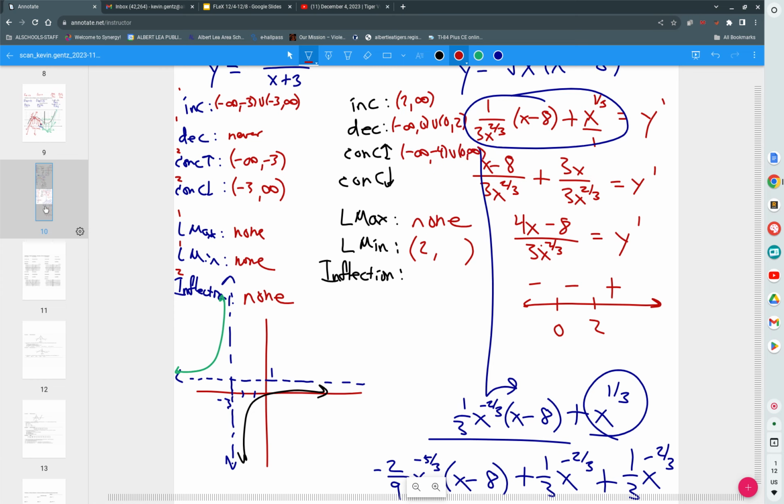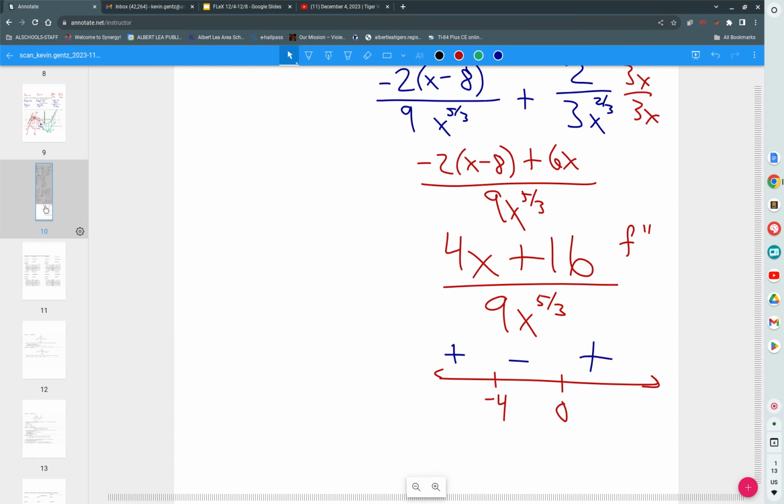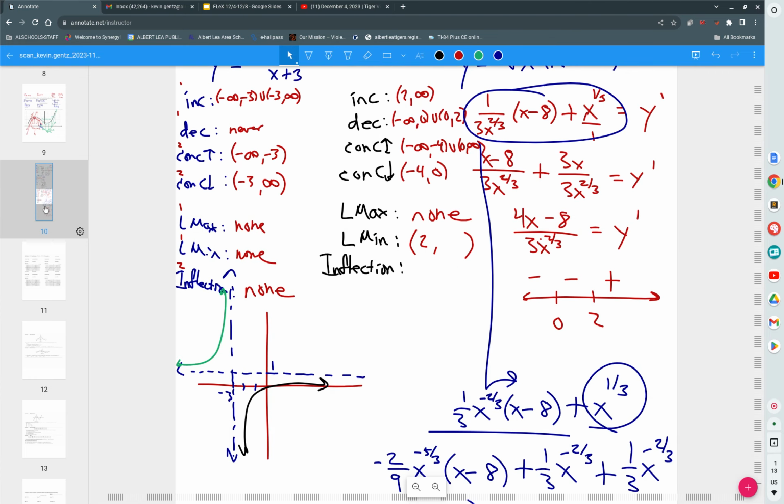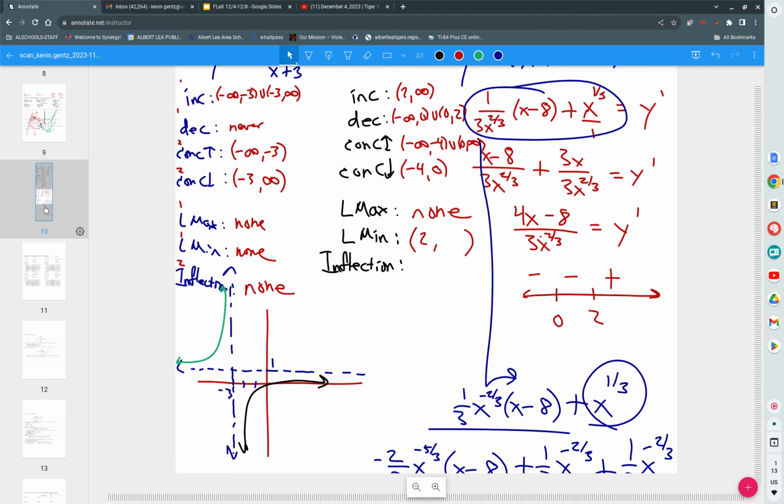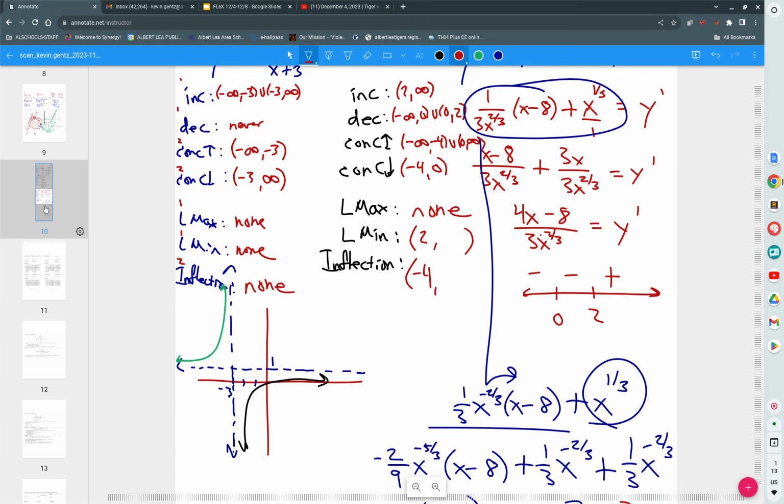Good. Concave down from -4 to 0. Do we have inflection? Does the second derivative change sign? The second derivative changes sign both at -4 and at 0. For the sake of time, I am not going to find the y values, but I'm going to say at -4 and at 0, I have points of inflection.